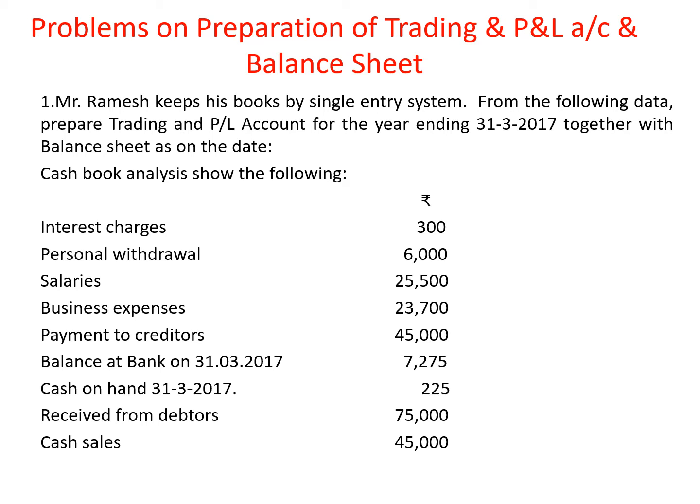So we have made enough problems on creditors account. So where will we take this? In the creditors account. One place is creditors account. So this is a payment made to creditors. This will go to cash account. So in the cash account it is shown as payment, and in creditors account it will appear as a payment as to cash. Next given item is balance at bank on 31st March 2017, 7,275.